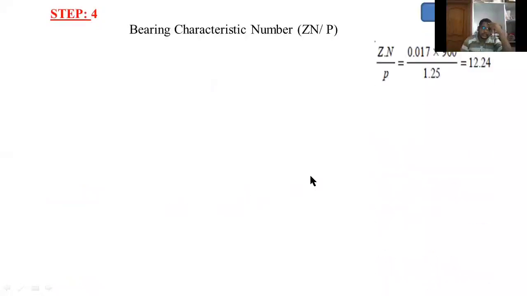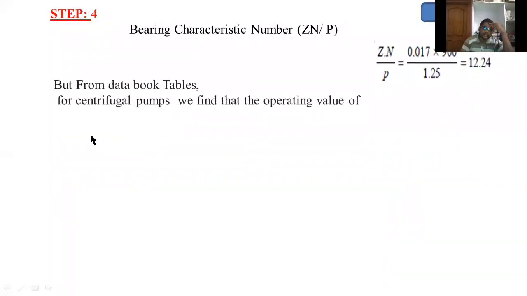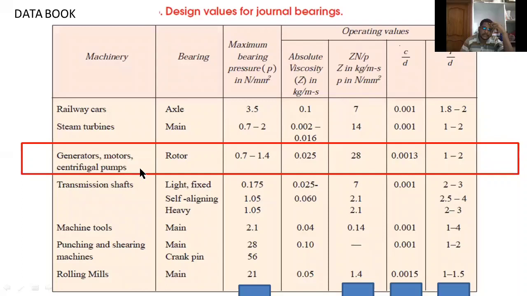In step number 4, you have to find the value of Zn by P. First of all, you have to substitute values from given data. Then you get Zn by P equal to 12.24. But you have to consider the data handbook. For centrifugal pumps, from the data handbook, Zn by P equal to 28. You have to compare with this value.